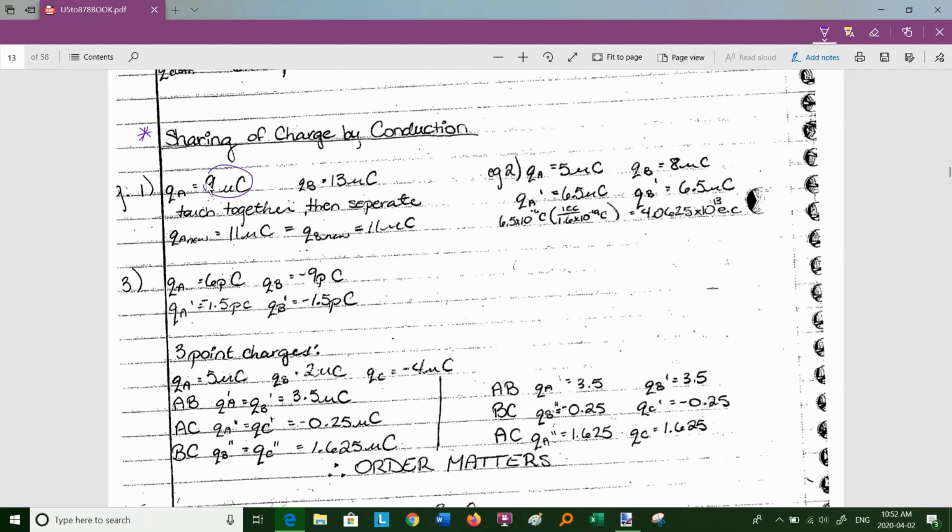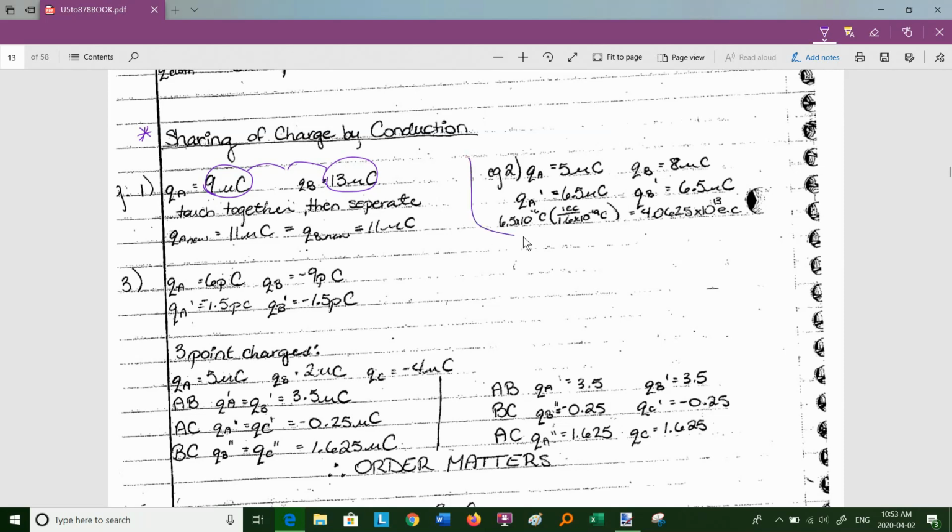So you just bring them together, the 9 microcoulomb and the 13 microcoulomb, and then you break them apart. So what's the final charge on each? All you're really doing is taking the average, right? You're taking 9 plus 13, so 22 microcoulombs of charge, and then dividing by 2. When you bring them together, the charges distribute themselves as far away from each other as possible. Sounds a little bit like VSEPR, right, for you chemistry people. So 9 plus 13, 22 microcoulombs divided by 2. So the new charge on each is 11 microcoulombs.